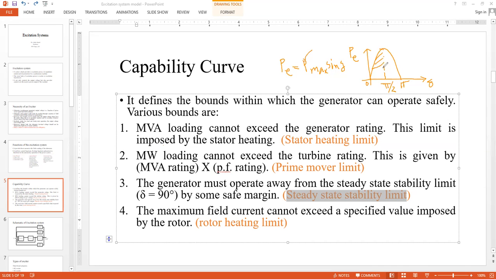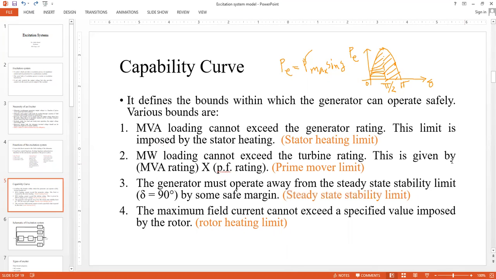So as long as your machine operates to the left of the peak of the curve here, then you are in the steady state stable zone. However, if your operating point is somewhere here, then your system is steady state unstable. Of course, there is some analysis there. So you have to make sure that your system operates to the left of this pi by 2 point, where delta equals pi by 2. So in the P versus delta curve, you should operate to the left of that middle point, or the maximum P max point. So that has to be ensured.